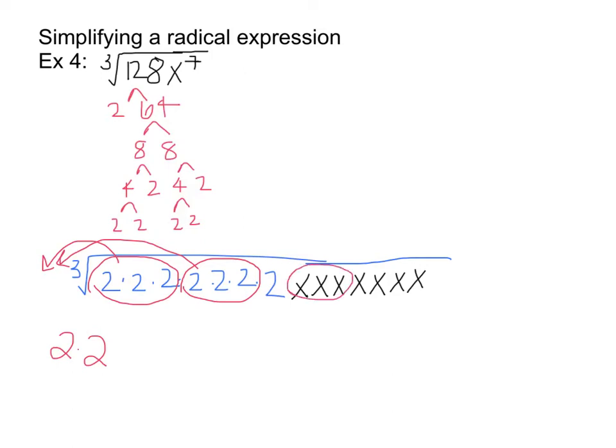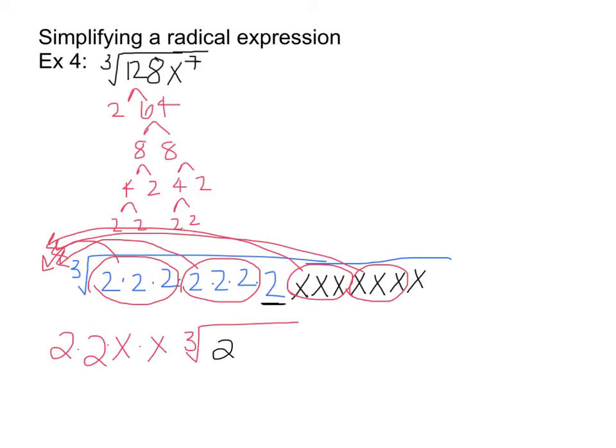1, 2, 3 x's. So it's going to come out in front. So underneath, you have this 2 and this x. Okay, simplify it one more time. 2 times 2 is 4. x times x is x squared. And then you still have the cube root of 2x left.